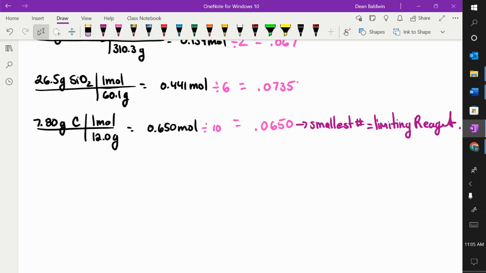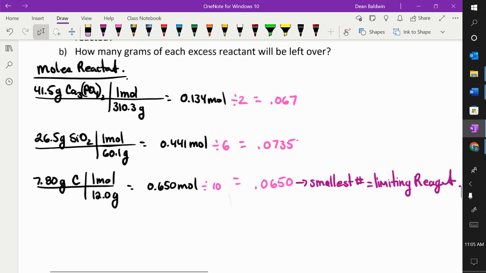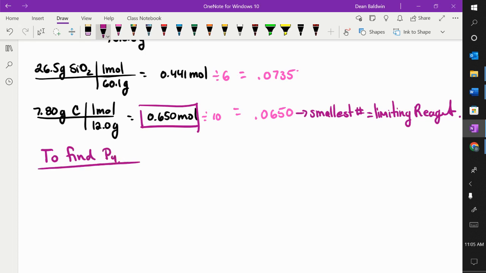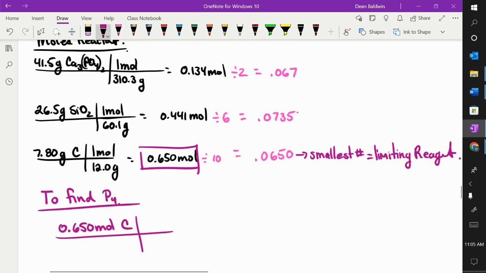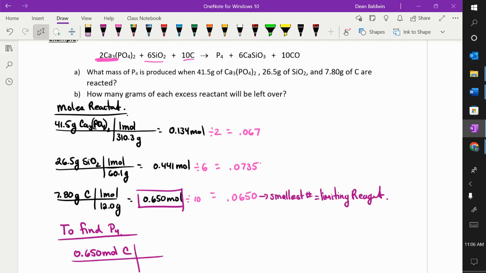All right, smallest number is limiting. So now, what are we even calculating here? What are they asking? What mass of P4 is produced? Okay, so we use our limiting reagent. You want the moles of the limiting reagent. That's moles of carbon. So to find P4, we have 0.0650 moles of carbon. And then it's a stoichiometry problem. We know the moles, so now we're going across the mole bridge. The mole bridge is 10 to 1.